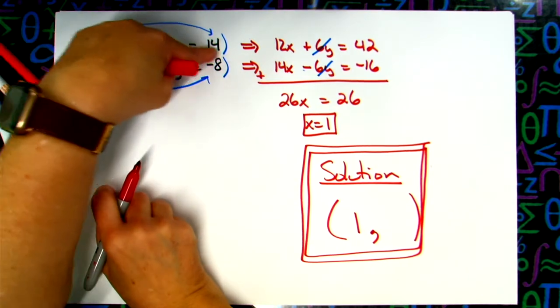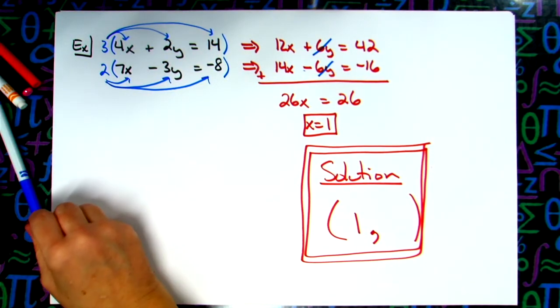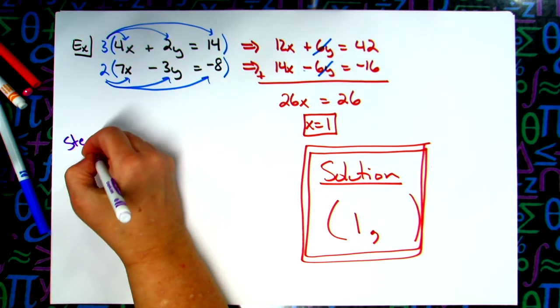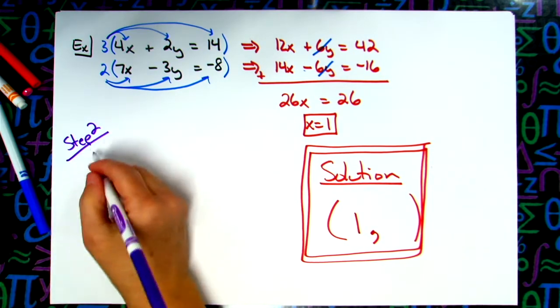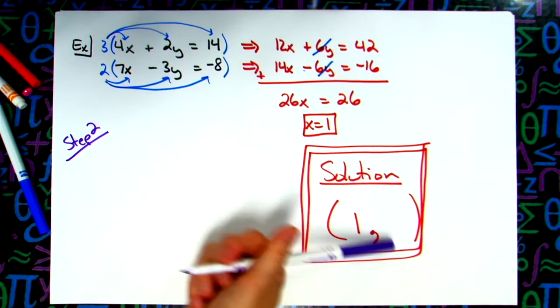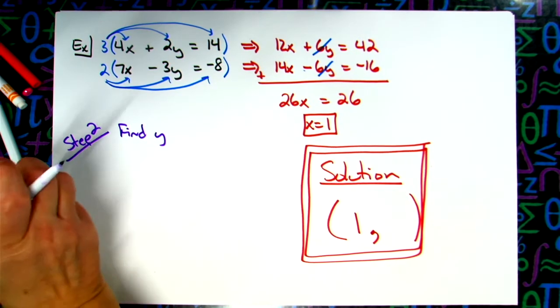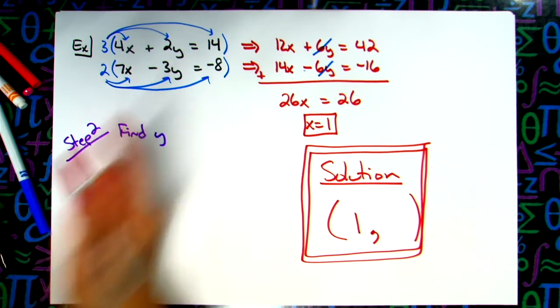In those original equations, it really does not make any difference which one you choose. Generally I don't even think about it, and I just always pick the top equation. So in step 2, I have to find my y value. Step 2 is always going to be find y. Again, I'm just going to go with the top equation.